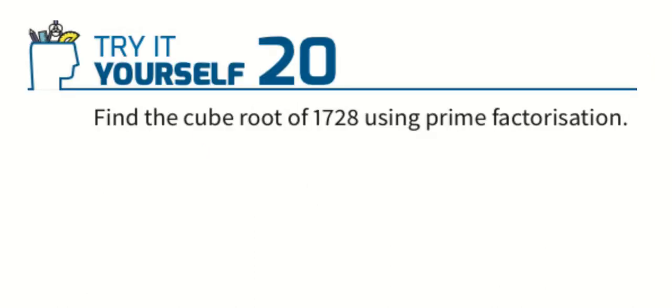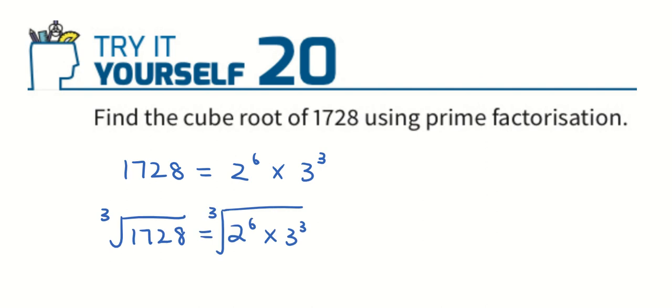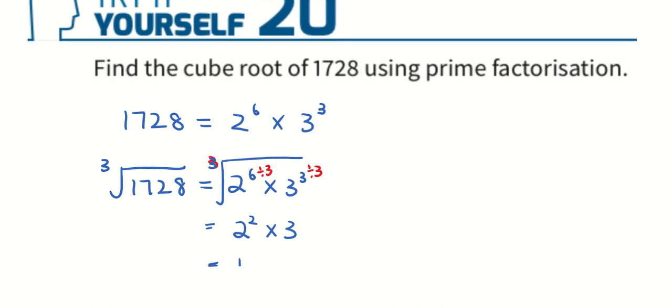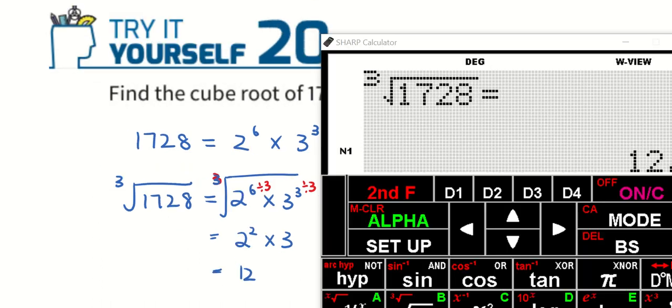So if you cannot use a calculator, how do you find the cube root of 1728? We first list down the index notation, then we cube root it. And when we cube root, what will happen to the powers of the factors? Divide by 3. So the pattern is, when you see a cube root, powers divide by 3. So I'm left with 2 square times 3, which will give me 12. You can check on the calculator that the cube root of 1728 equals 12.